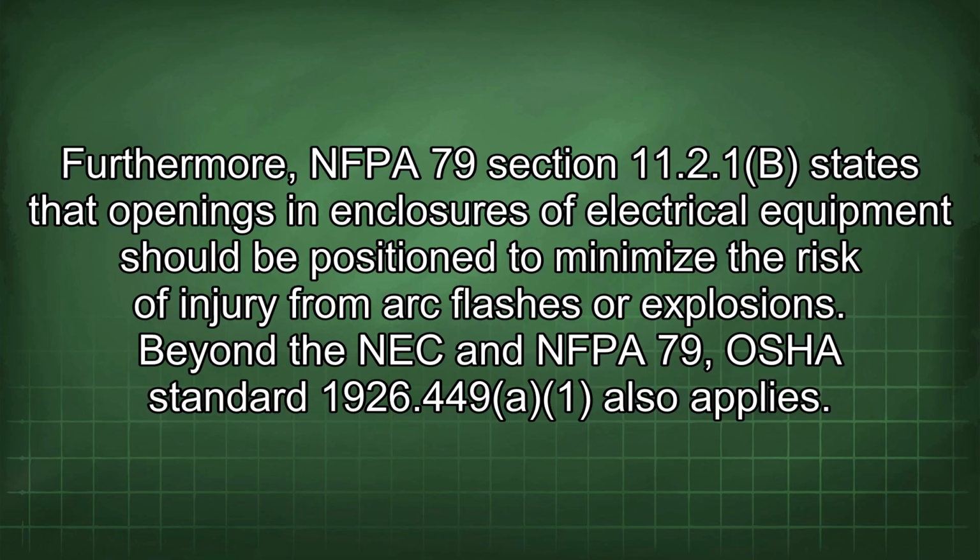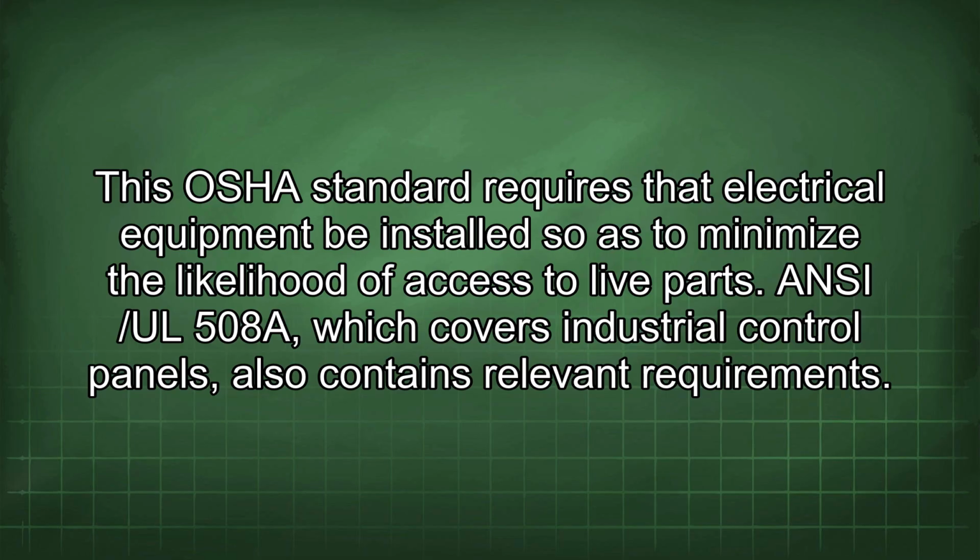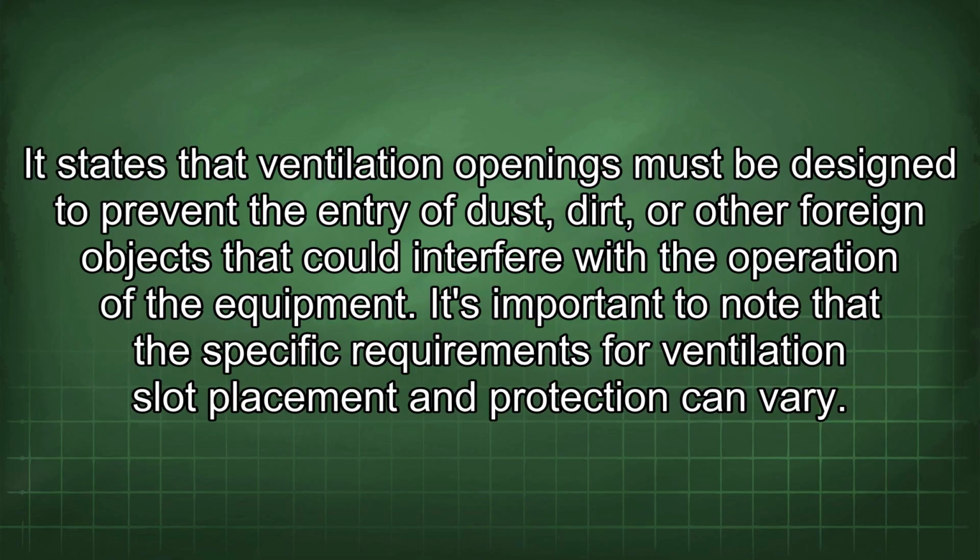Beyond the NEC and NFPA 79, OSHA Standard 1926.414 in UON also applies. This OSHA standard requires that electrical equipment be installed so as to minimize the likelihood of access to live parts. ANSI/UL 508A, which covers industrial control panels, also contains relevant requirements. It states that ventilation openings must be designed to prevent the entry of dust, dirt, or other foreign objects that could interfere with the operation of the equipment.